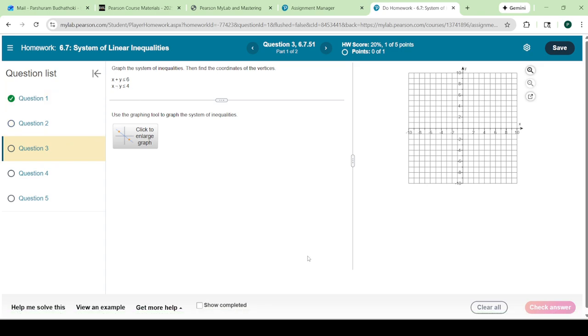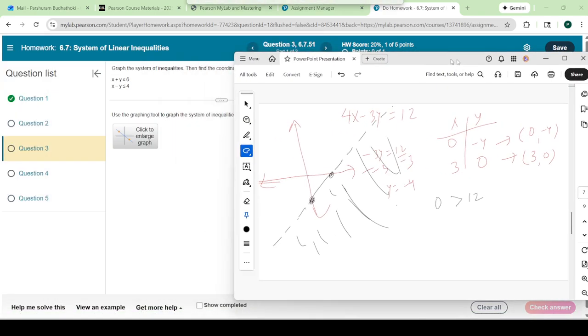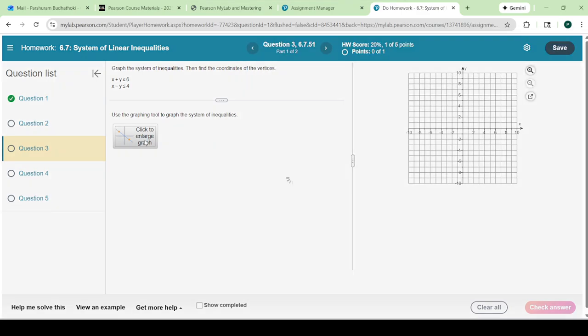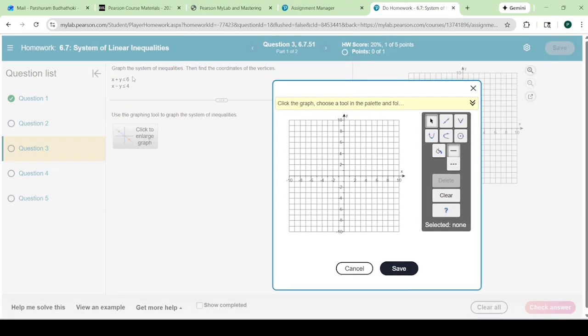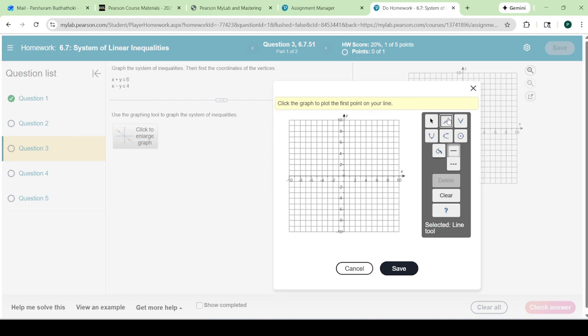So x plus y is less than or equal to 6. You need to plot that. Because there is a less than or equal, use the solid line and you can find the points. If x plus y equals 6, then 6, 0 and 0, 6 are the 2 points. I'm going to choose that 6, 0, which is here, and 0, 6, which is here. Okay, and another line is x minus y is less than or equal to 4.